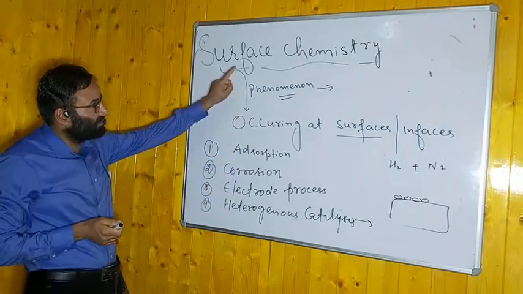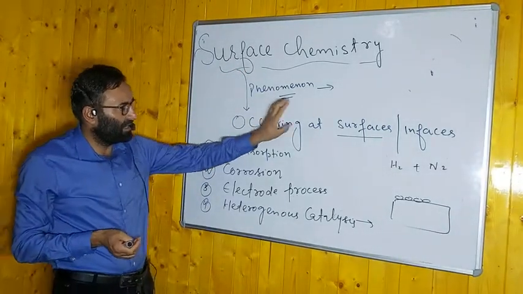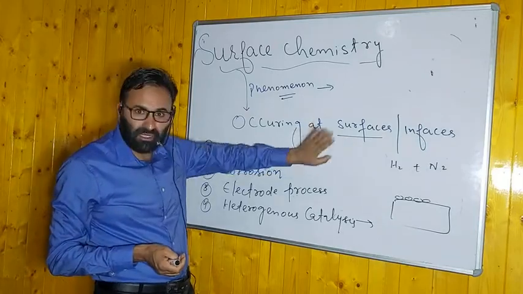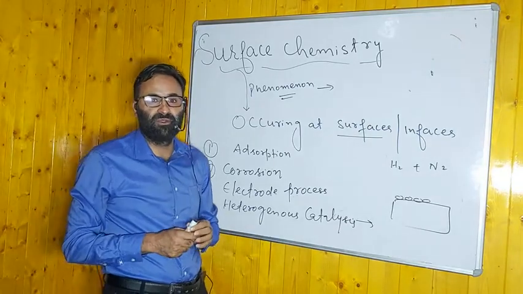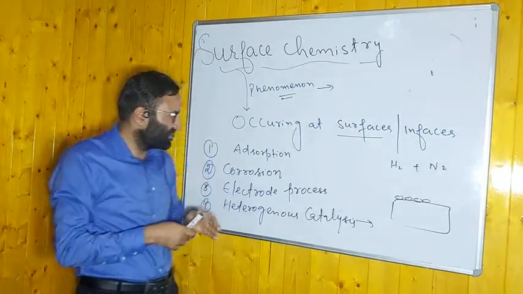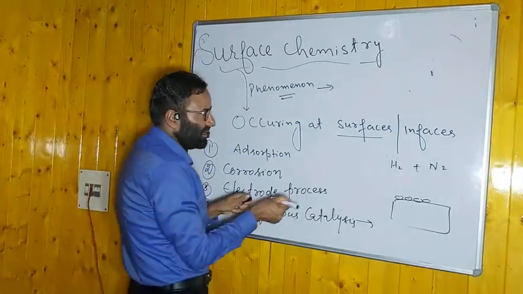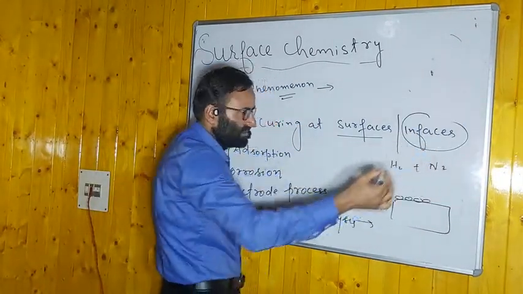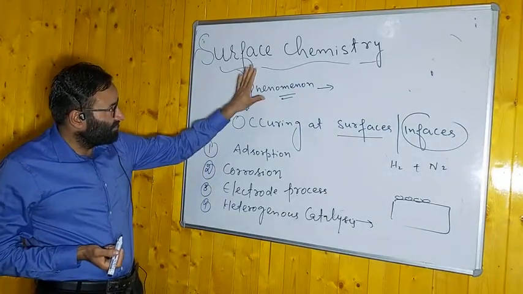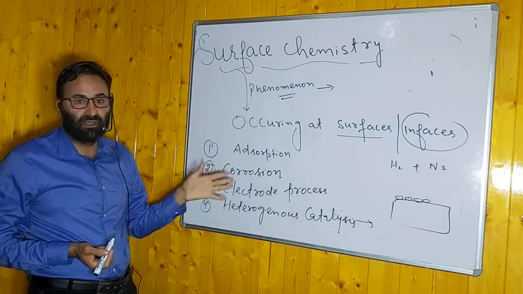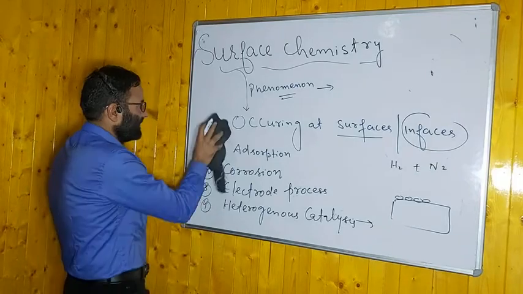The branch of chemistry which deals with the phenomena occurring at the surfaces or interfaces is clear now. I will also tell you what is meant by interface. We'll discuss it a little bit later. That very branch dealing with surface phenomena is known as surface chemistry. Remember this point.